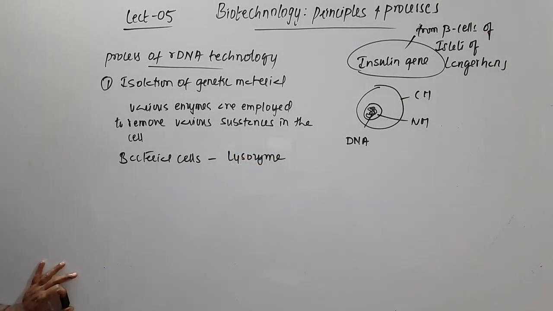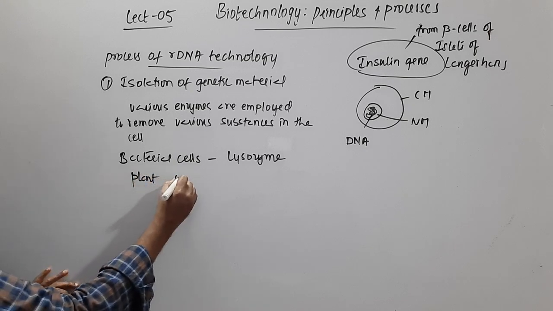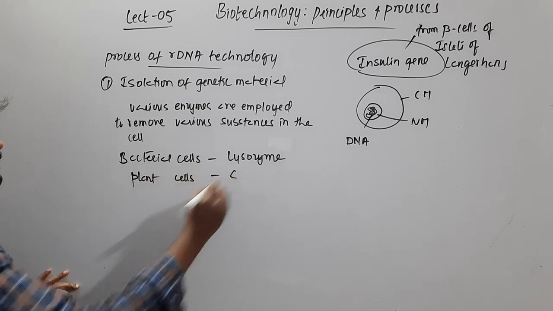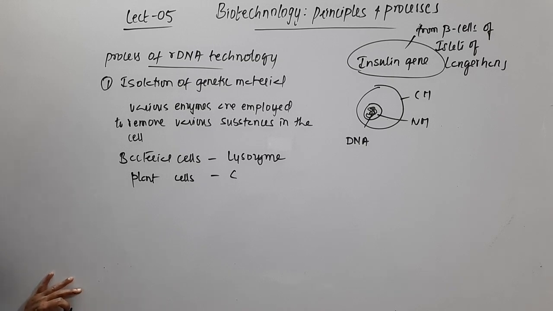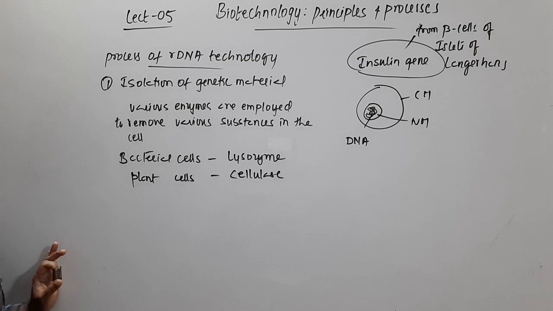I use the enzyme lysozyme. And in case of plant cells, I use an enzyme called cellulase. So this cellulase will remove the cellulose layer, the cell walls and all. So in case of plant cells, to remove the cell walls first.